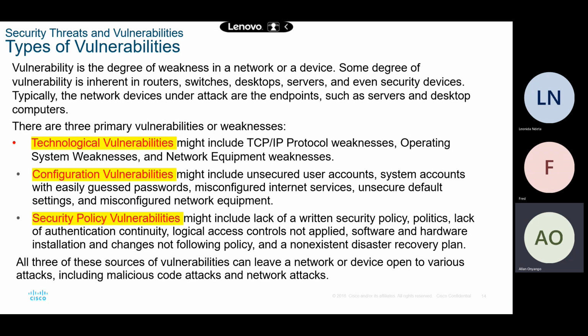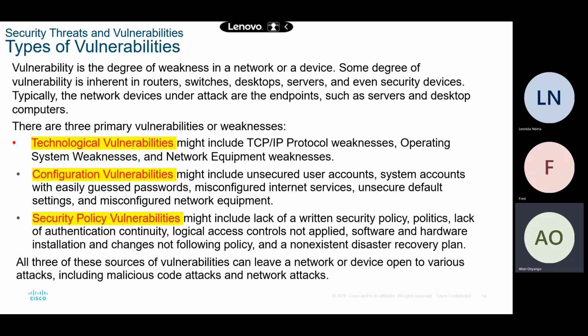So these technological vulnerabilities basically include weaknesses within the TCP/IP protocol. And that can include things like the operating system weaknesses or the equipment, a weakness in your system during the manufacture. That's a technological vulnerability. How it is made, what is the version? Is this version stronger than the other version? Something like that. Then we have configuration vulnerabilities.